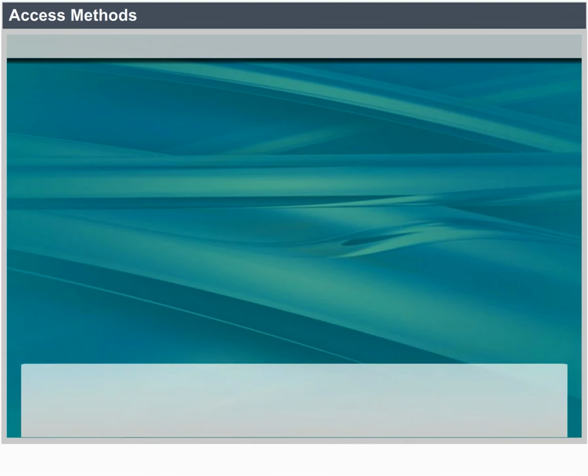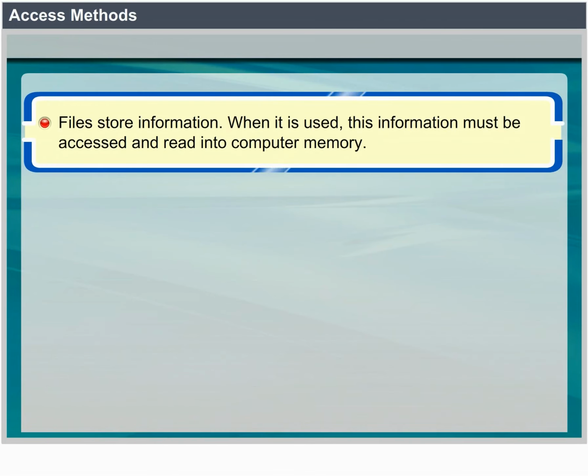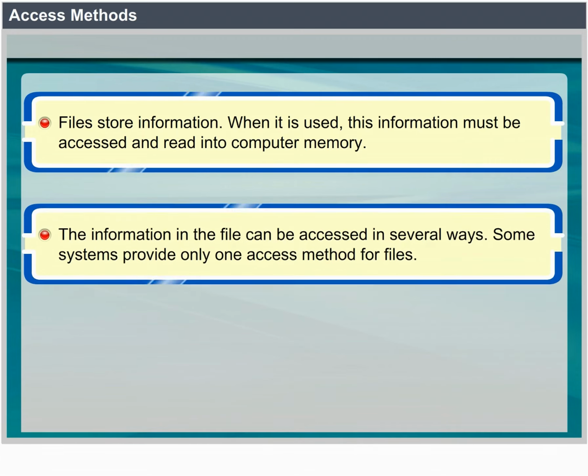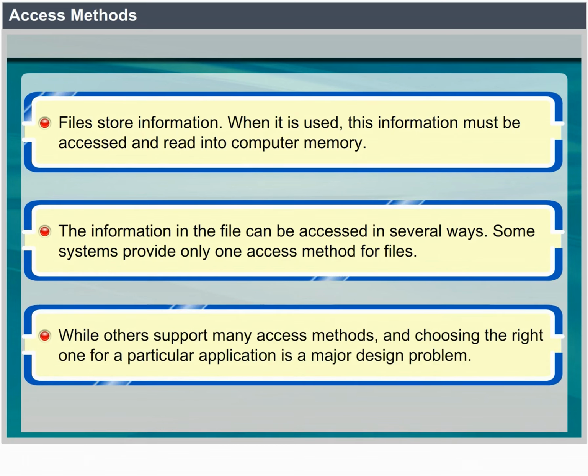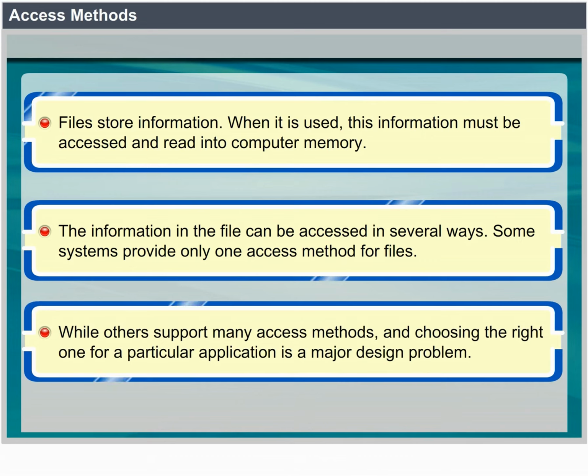Access methods. Files store information. When it is used, this information must be accessed and read into computer memory. The information in the file can be accessed in several ways. Some systems provide only one access method of files, while others support many access methods, and choosing the right one for a particular application is a major design problem.